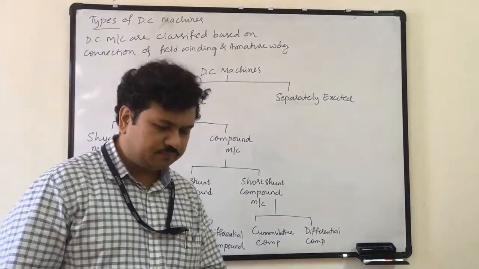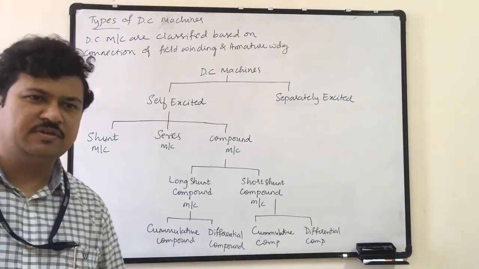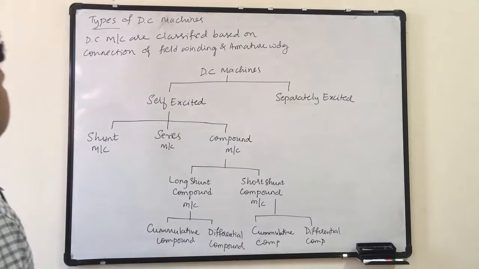Good morning all. So in the last class of DC machines we have studied the EMF equation of the DC machine, and commutation and construction. So in today's class we will be discussing the classification of DC machines, or the types of DC machine. So this is the classification tree of DC machines.